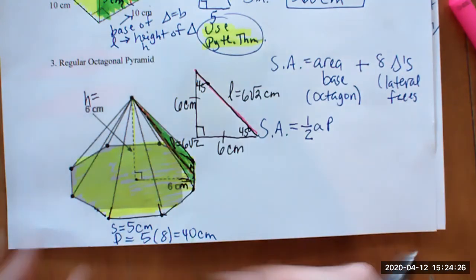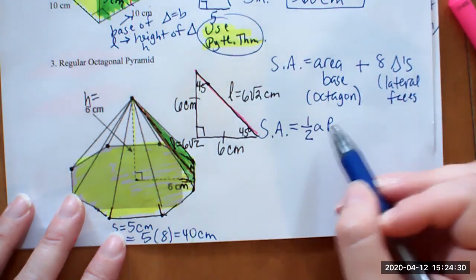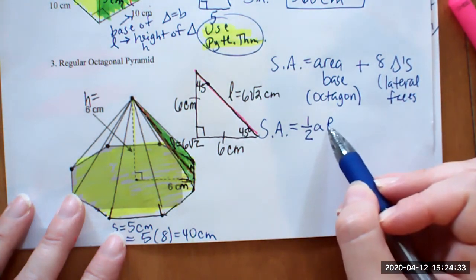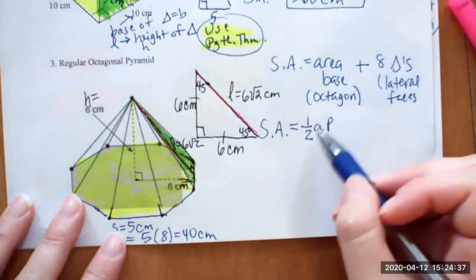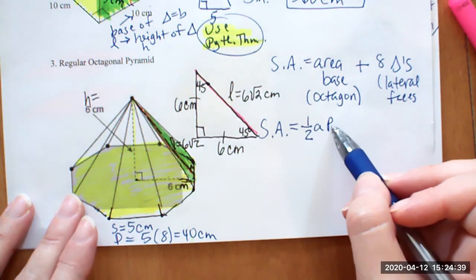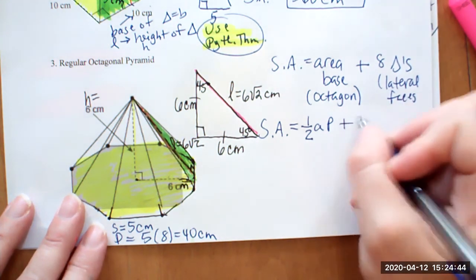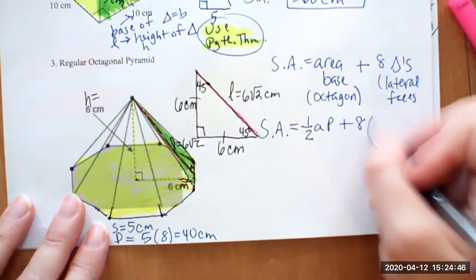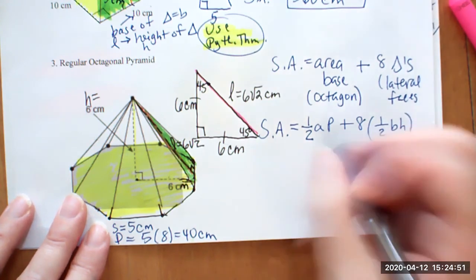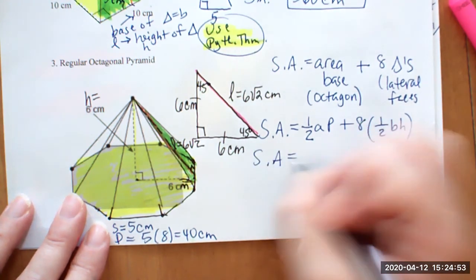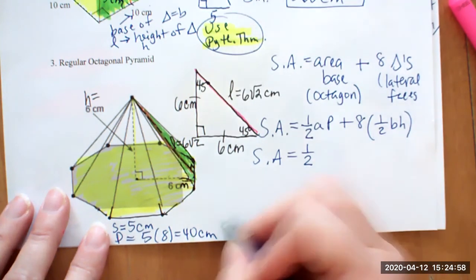Okay, so hopefully you took a moment to think about how you could calculate the area of the base, which is the octagon, with what information we had. We said the area of the base was 1/2 of the apothem times the perimeter, plus we have the area of the 8 triangles, the lateral faces. So we have 8 of those, and we're going to use the formula 1/2 of base times the height, and they're all the same area. So let's look at the 1/2 of the apothem times the perimeter. We already calculated the perimeter, which is 40 centimeters.